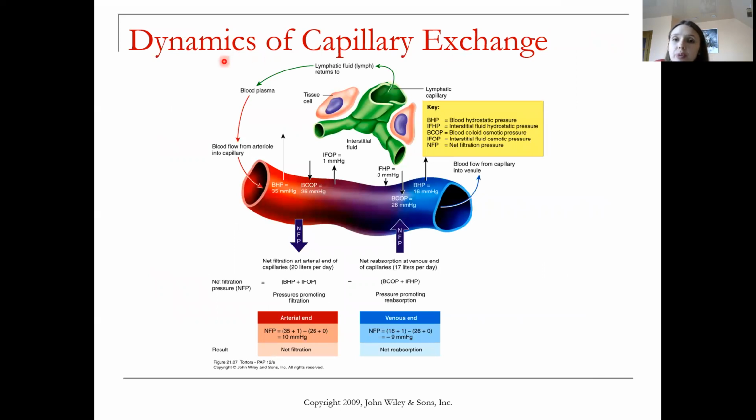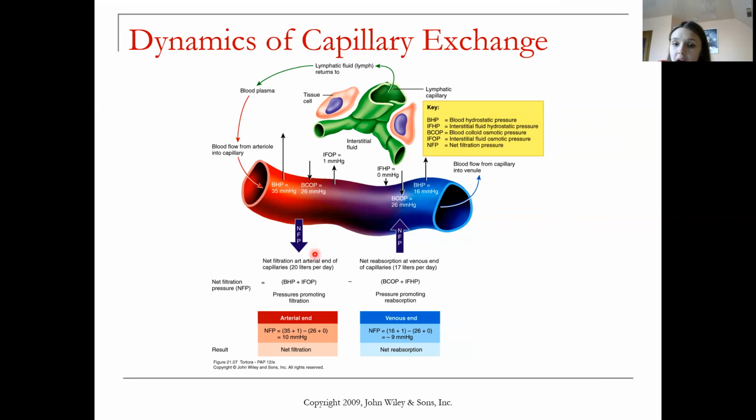So in this picture, we could see the dynamics of the capillary exchange. The hydrostatic pressure inside of the vessel will be 35 millimeters of mercury. You could see that the blood colloid osmotic pressure will be equal at the arterial end and at the venous end, but the blood hydrostatic pressure at the venous end will be smaller in comparison with the artery. It will be about 16 millimeters of mercury.